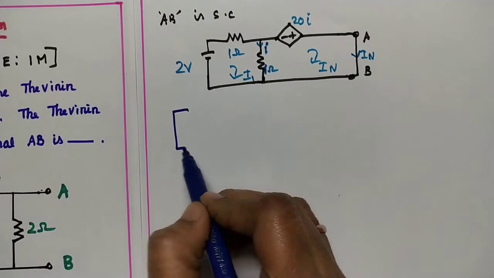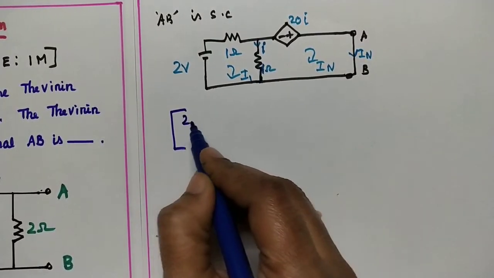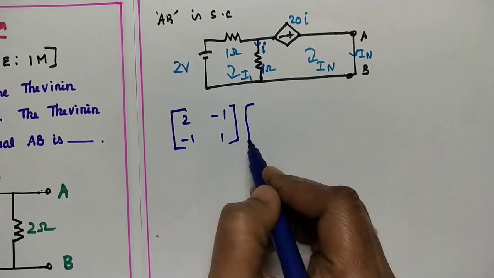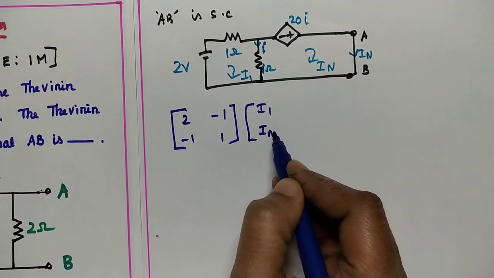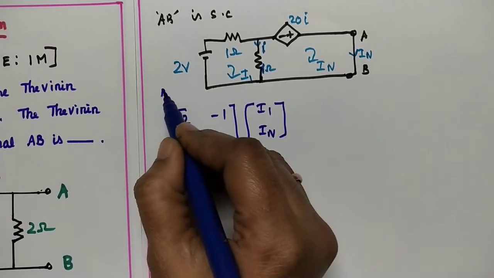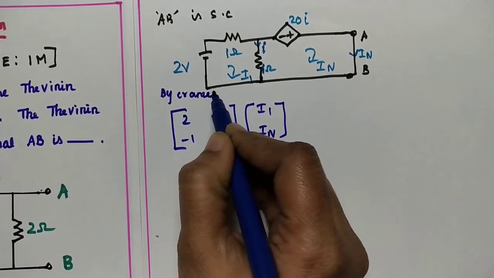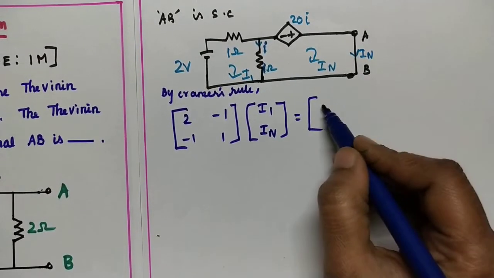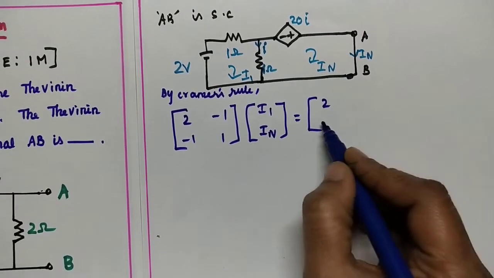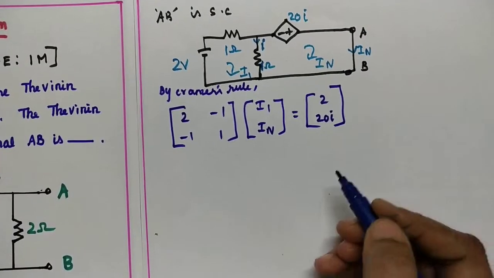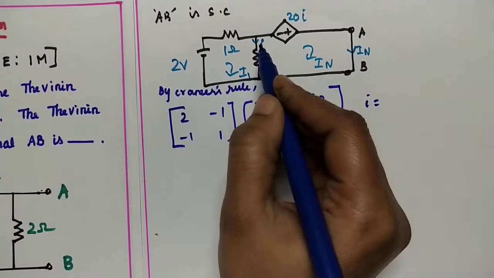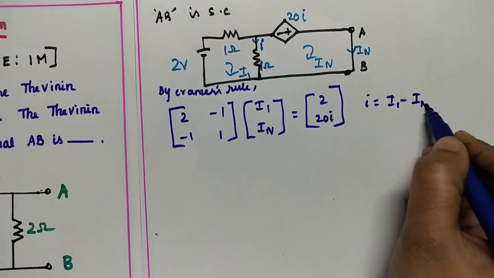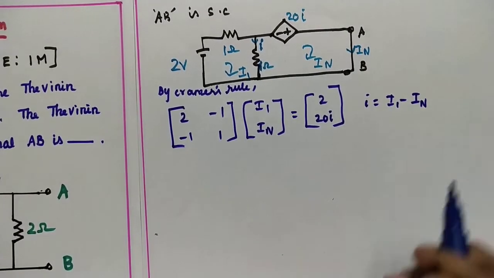We will write the matrix equation directly to find the Norton's current. So for the first loop, 1 plus 1, 2, minus 1, and here minus 1, 1, into the first loop current I1 and second loop current IN, equal to, by Cramer's rule, the respective voltage rises, 2 and 20I. Here I, the current passing through 1 ohm, is the difference of the first loop current and second loop current, I1 minus IN.